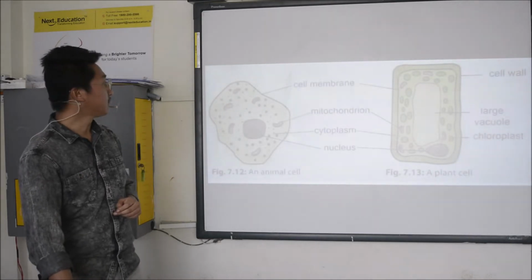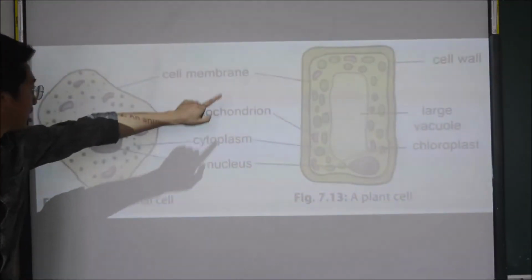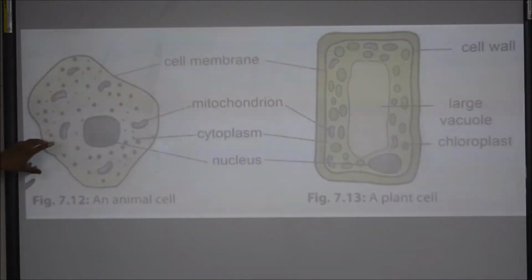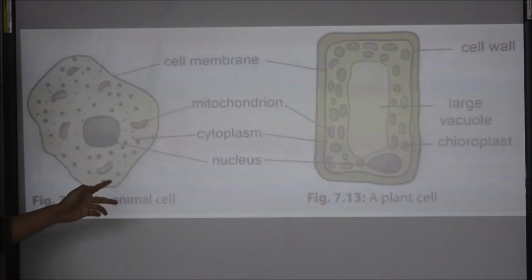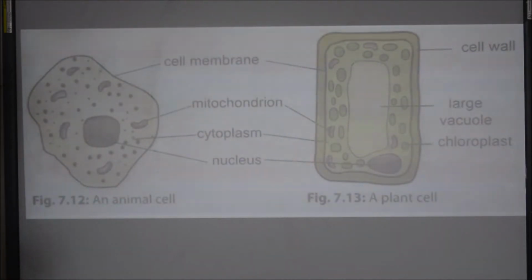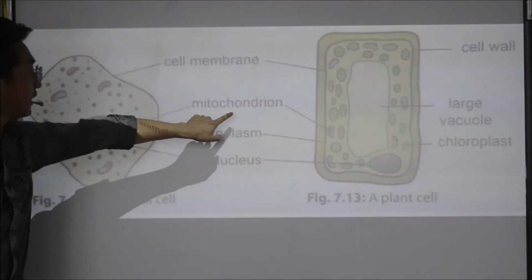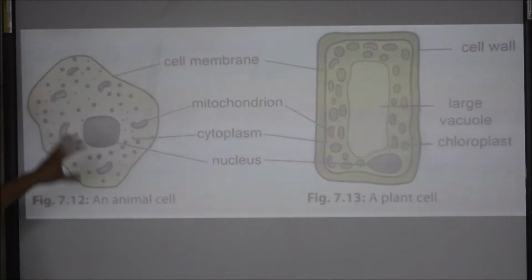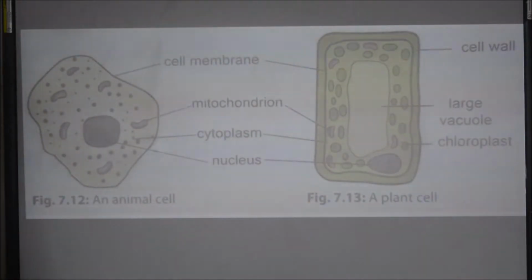You can see in the picture there are different parts of the cell. This is the animal cell, and this one is a plant cell. The outer part we call the cell membrane. There are other components of the cell that we call cell organelles. These are the different cell organelles present in the cell. This is a mitochondrion, or mitochondria. Cytoplasm is the jelly-like substance, we will come to that again. And another part is the nucleus.